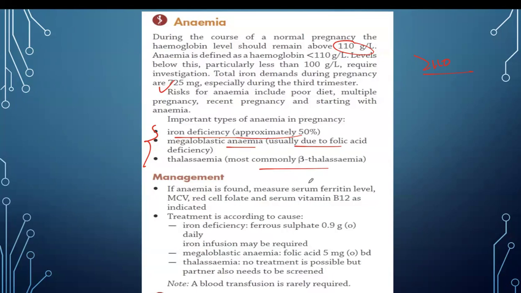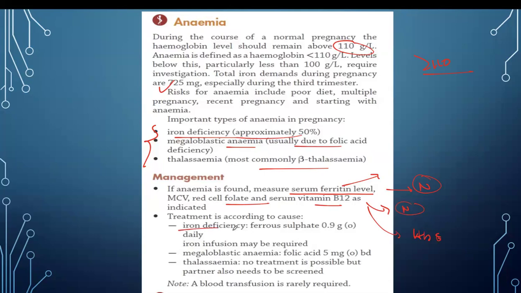The next thing is to make sure whether it is iron deficiency anemia or not. So you check the serum ferritin level. If the ferritin level is low, then you can confirm that it is iron deficiency. Let's say ferritin level is normal, so it's not iron deficiency. Then you check the B12 and folic acid. Let's say B12 and folic acid are also normal. Then you do the hemoglobin electrophoresis to rule out thalassemia. So that will be the step-by-step investigation.